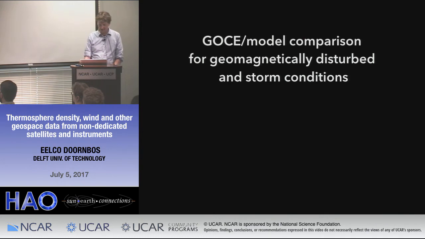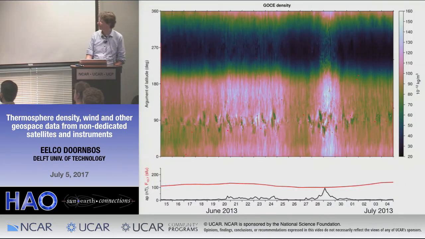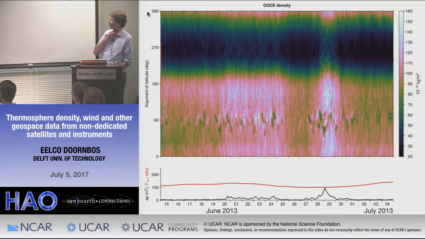Then it's also nice to look at some details. So here I like to make these types of plots where on the y-axis I have the argument of latitude. That's a term from astrodynamics. I teach astrodynamics at the university. But argument of latitude is very simple to understand. It is the angle along the orbit from the ascending equator crossing. So here you see all the orbits side by side. At 0, we're at the equator, going in the ascending direction, so from south to north.